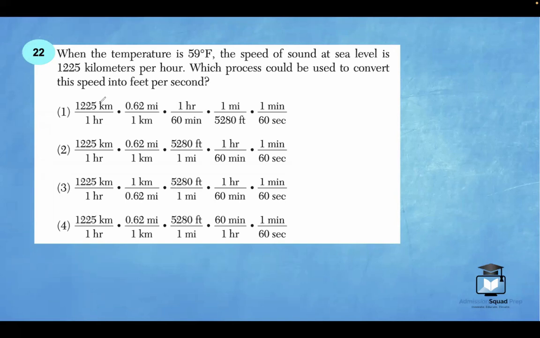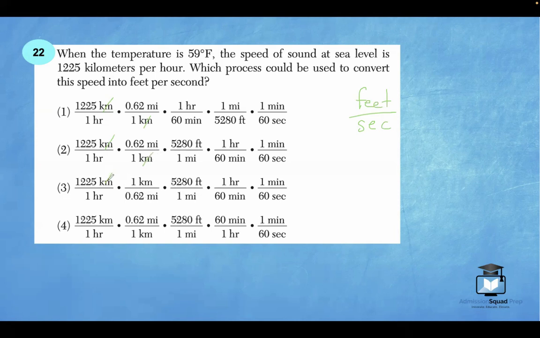So we start off with 1,225 kilometers in 1 hour, but we want to end up with feet in the numerator and seconds in the denominator. The way it works is you can cancel out any unit in the numerator with any unit in the denominator. So we're not even focusing on the numbers. We just want to focus on the units. So kilometers will cancel out with kilometers. I'm going to take care of this in all of our answer choices, just so we can see.